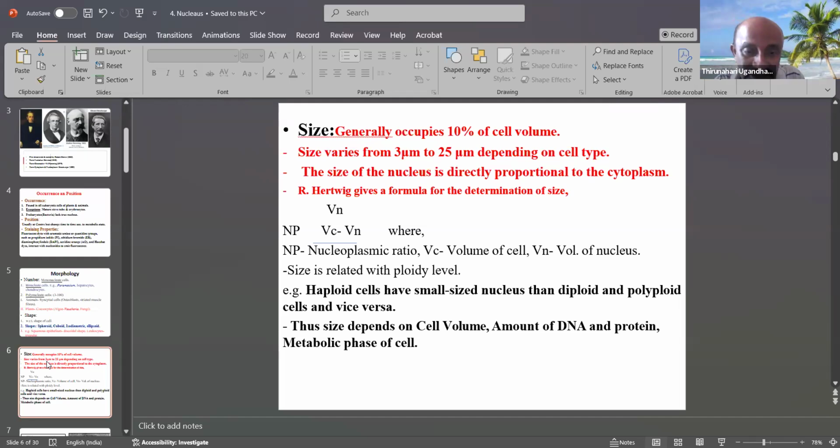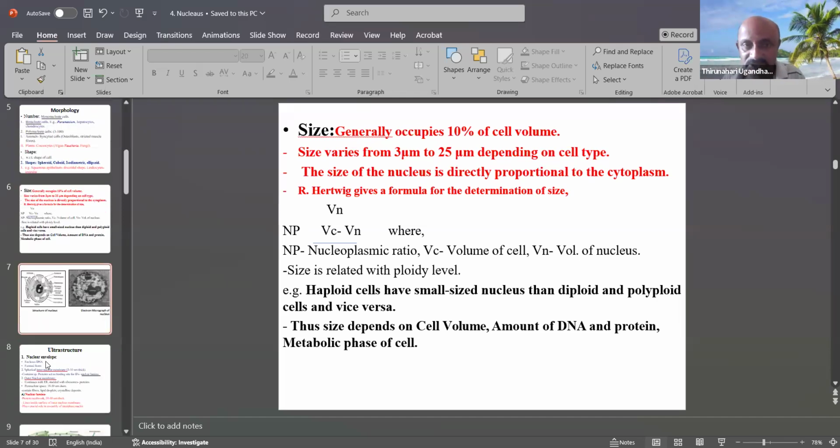Then the size depends on cell volume, amount of DNA, and protein metabolic phase of the cells. So how much volume, how much amount of DNA, is proportional to the cytoplasm. The size of the nucleus is proportional to the cytoplasm. If the cytoplasm percentage is more, then the size of the nucleus is also more. That can be related to the size.